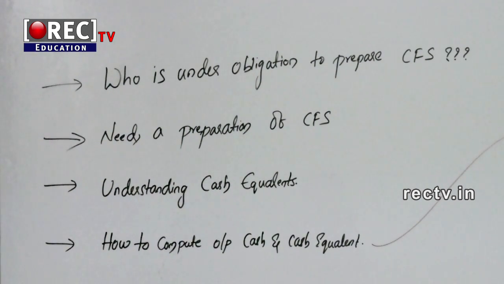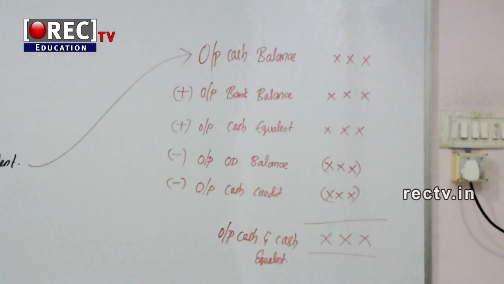And how to compute cash and cash equivalent? So till now we have studied cash, bank balance, and cash equivalent. So how will you compute cash equivalent? Let us see. So friends, this is the format for how to compute cash equivalent. Here, what is the first? We can look at the question, that is opening cash balance, opening bank balance, and opening cash equivalent. After adding these, you will arrive at an amount. From that, you should deduct the opening OD balance, that is overdraft balance, and after that you should also deduct cash equivalent. So we put a minus there, and we arrive at opening cash and cash equivalent.